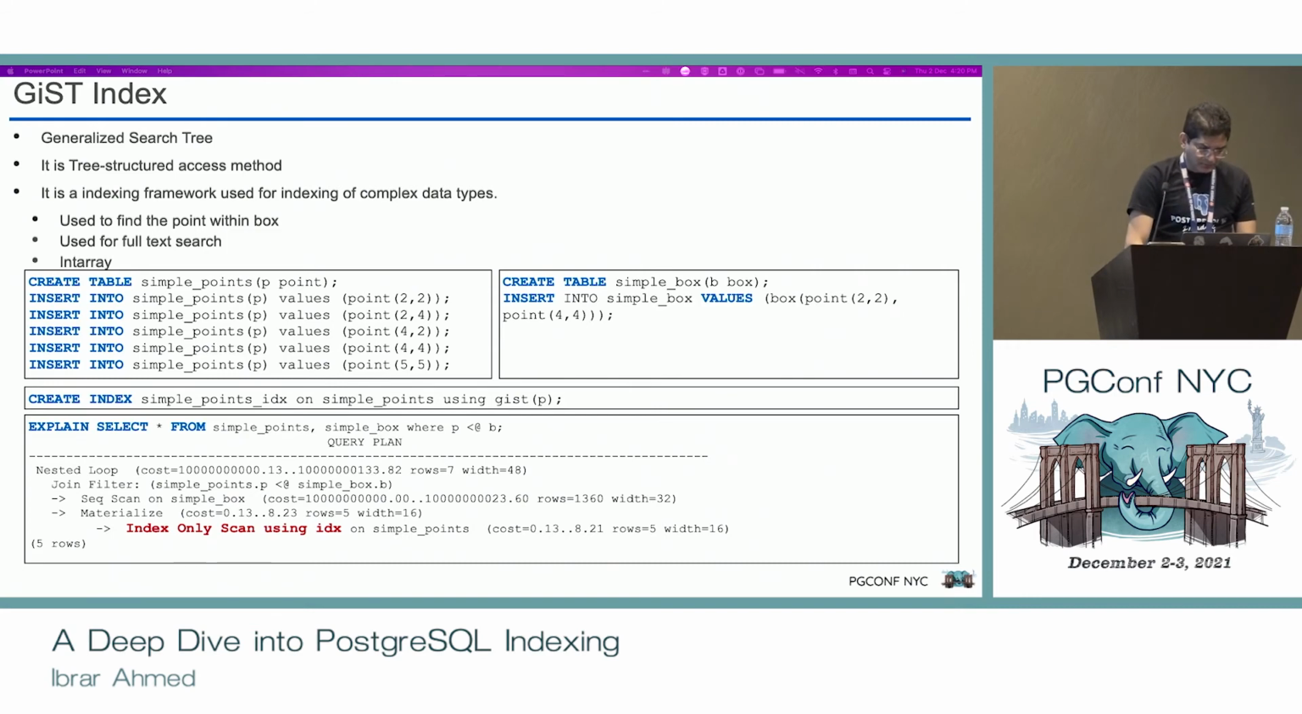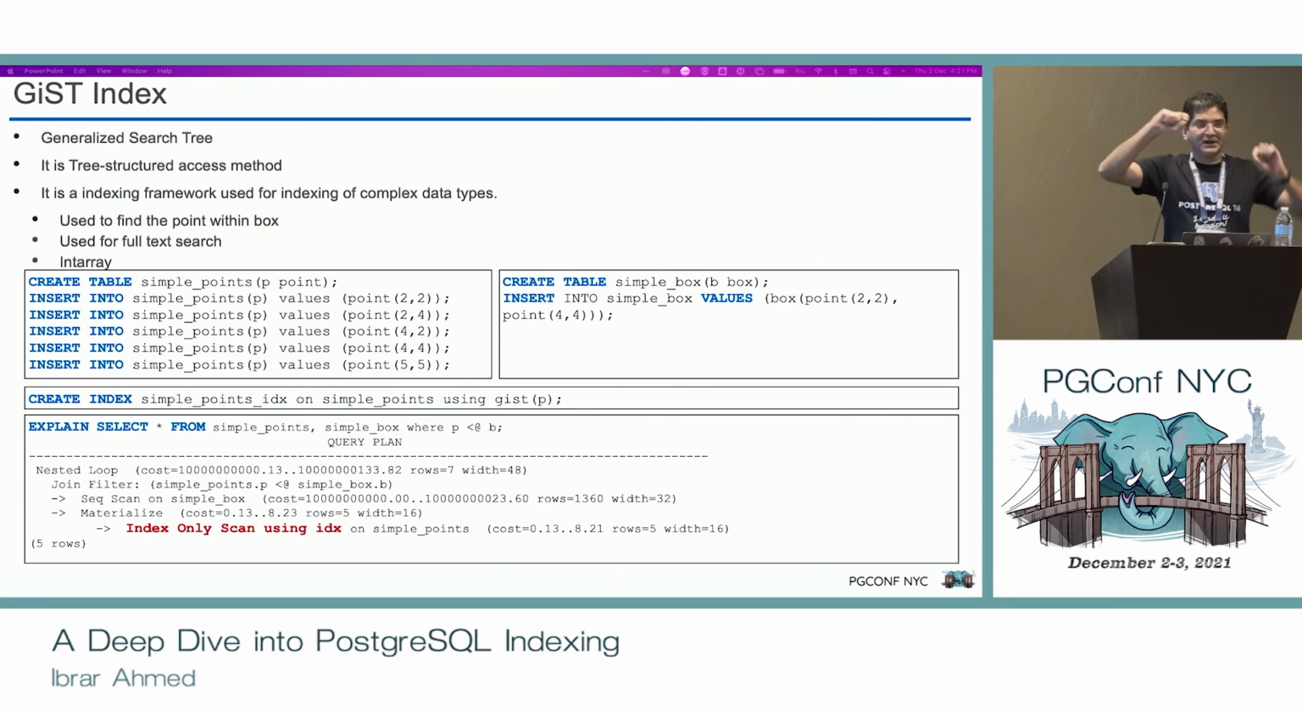Here, you can see I have created a GiST index on that, and it will do an index scan using the index and return all the rows where the point is within the box. That means which points in the points table are within the box I have created. It will check each and every box and return those rows.